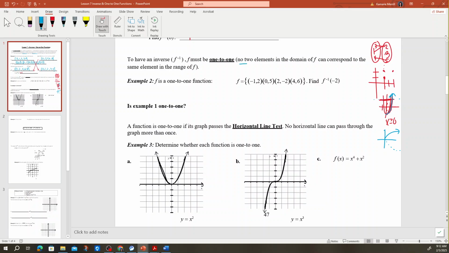So no two elements in the domain can correspond to the same element in the range. So you pretty much make sure nothing repeats. None of your x's and none of your y's repeat, essentially. Okay. So looking at example 2, do you guys think that this is a one-to-one function? It is, right? Everything is unique. And no two elements in my domain map onto the same one. Think about a parabola, like -2 and 2 both map onto 4, right? It's not something like that.